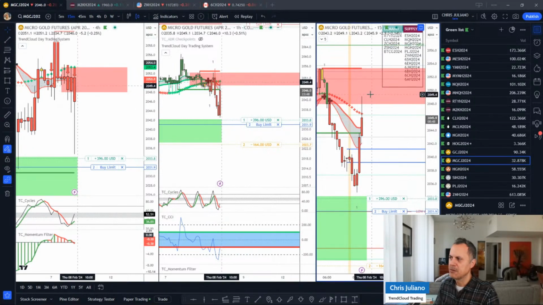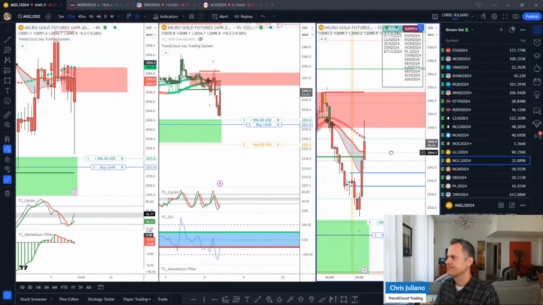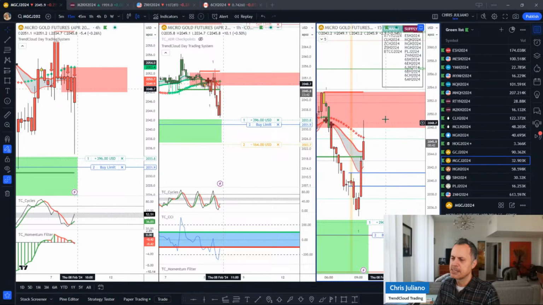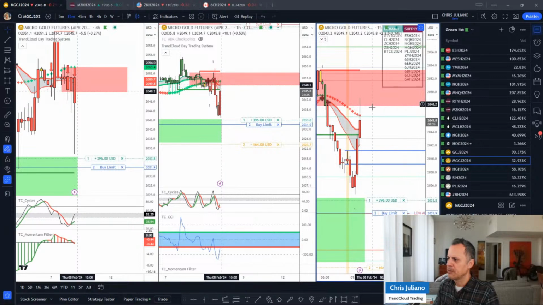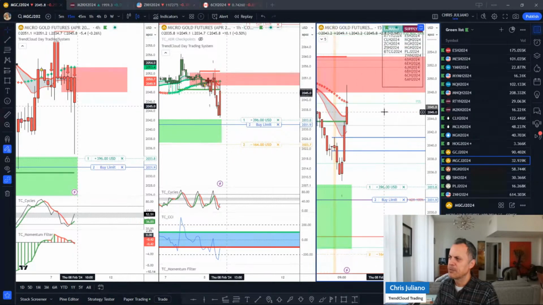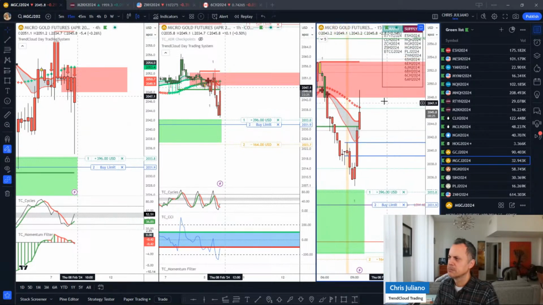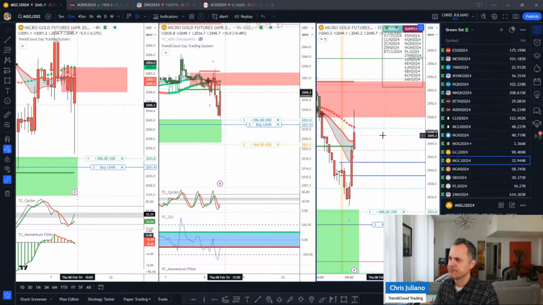Coming up into here. This makes sense, right? Makes sense here to go short. To go short from here back to here. Right at that ADR level. So that still could happen. That still could happen.